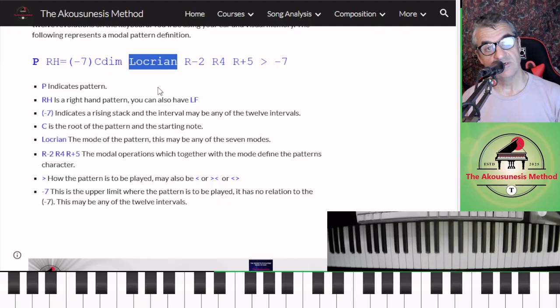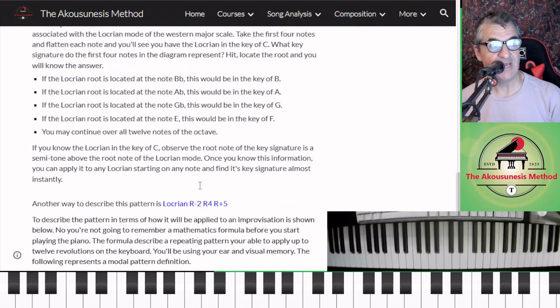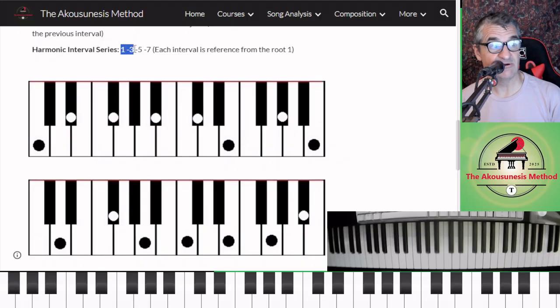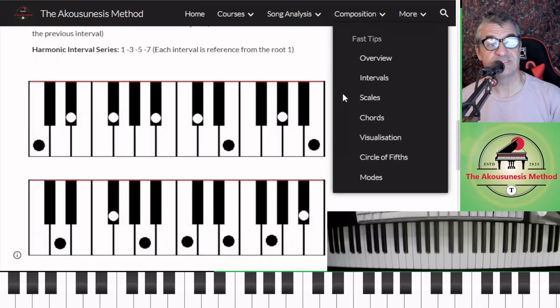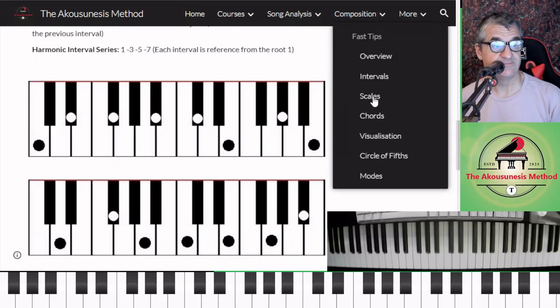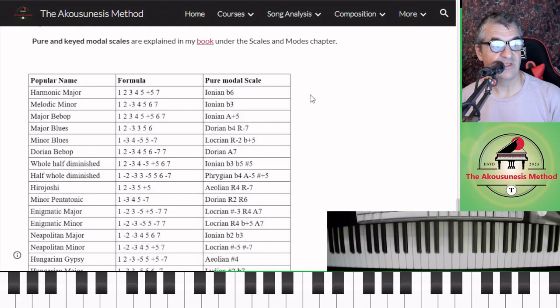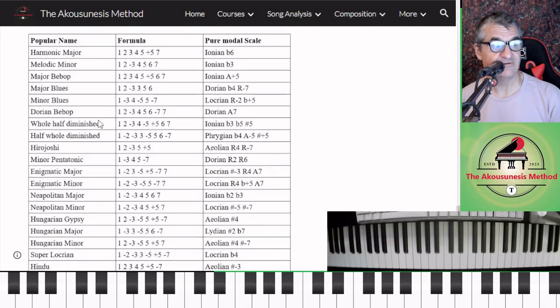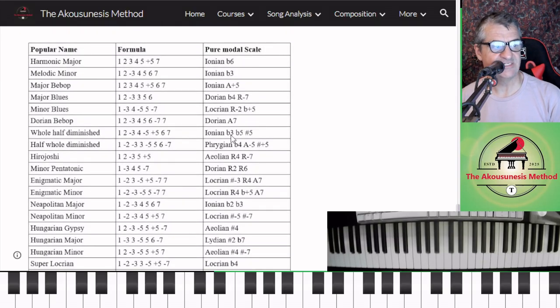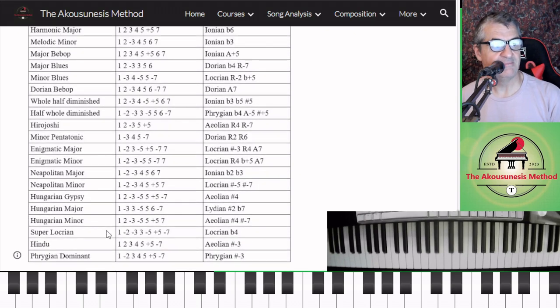Okay, so the beauty about these finger placement exercises is we're now capable to describe a pattern. Now, a pattern can be described in harmonic intervals, right? That's very common for describing patterns. And again, if we go to my website, just go to Fast Tips. If you go into Scales, at the end of the scales, I have some popular scales. And I'll keep on adding to this. These are the ones in my book.